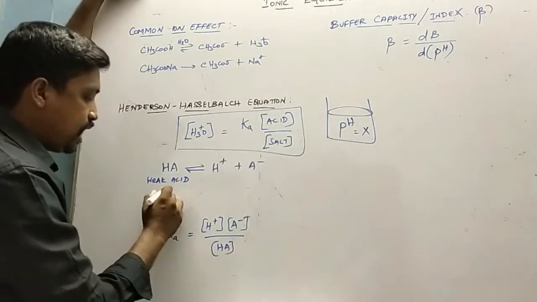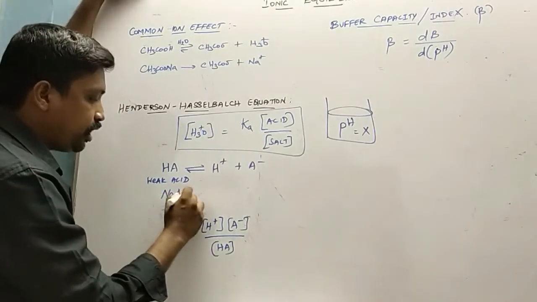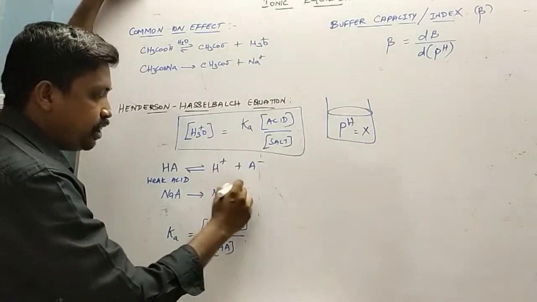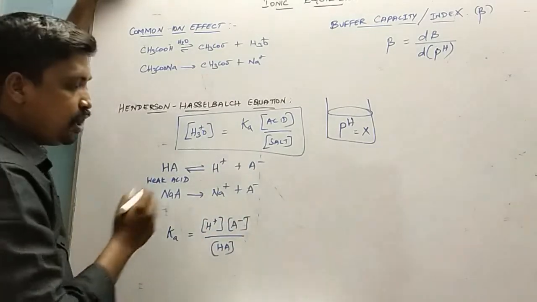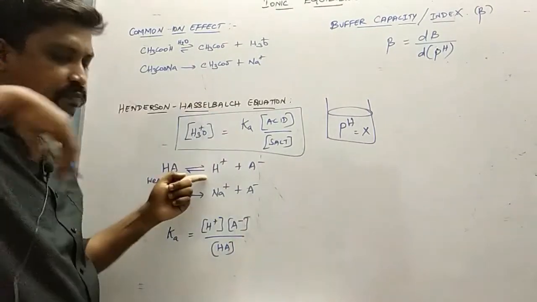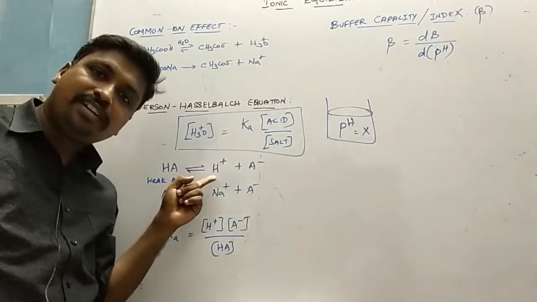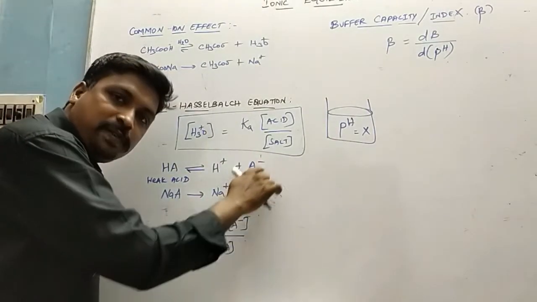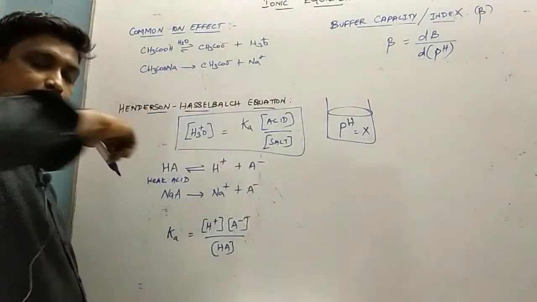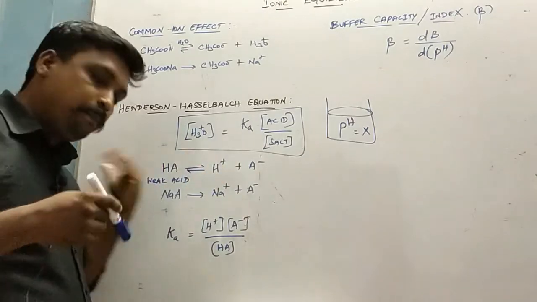So concentration of H plus into concentration of A minus by concentration of HA. Okay. Now I am adding the strong salt, so this undergoes forward reaction only. Now what happens to the first reaction? Sure, sir, common ion is present. So the first reaction will go to the backward direction.